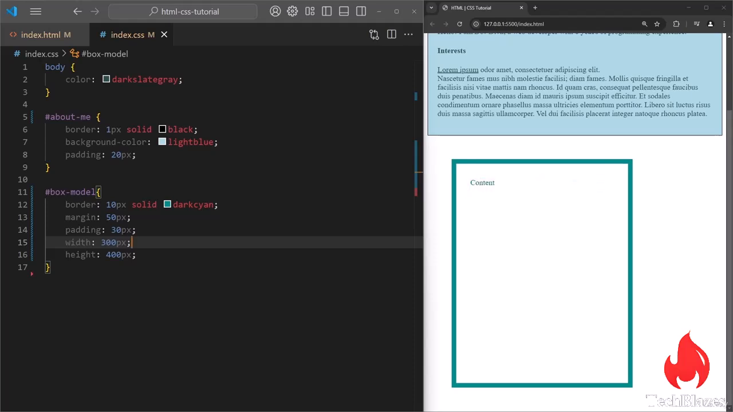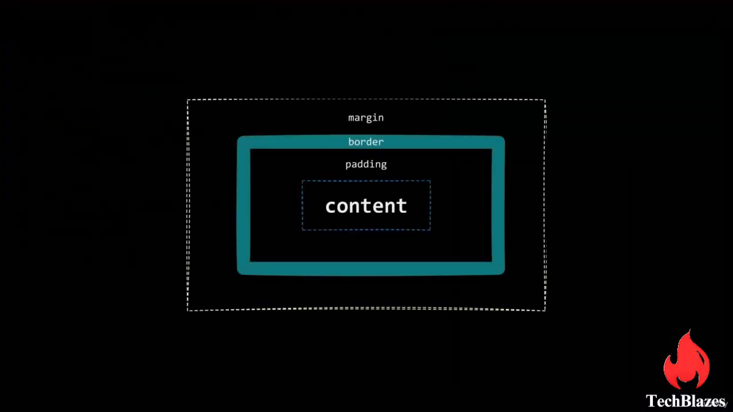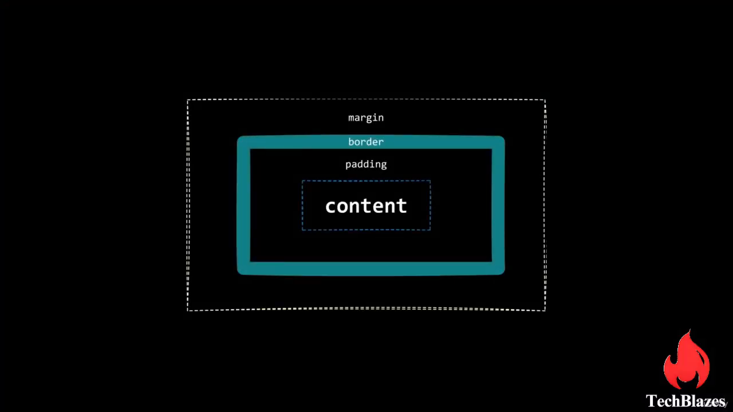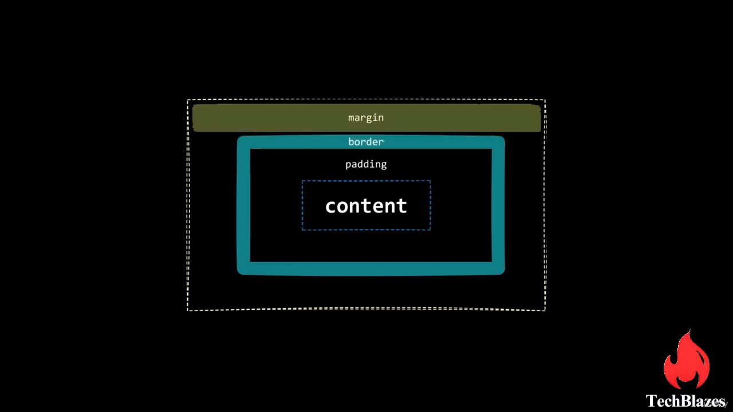The total size of an element also includes padding, border, and margins. Here's a quick breakdown of the CSS box model. In the center, we have our content. Content has height and width. Padding is a space between content and the border. Border is the visible outline around the element. Margin is transparent space outside the border, pushing the element away from others.